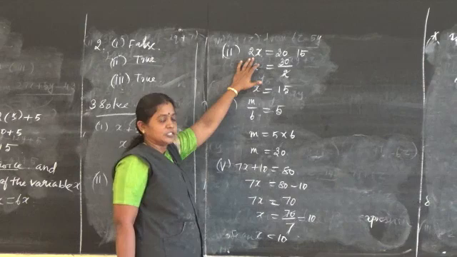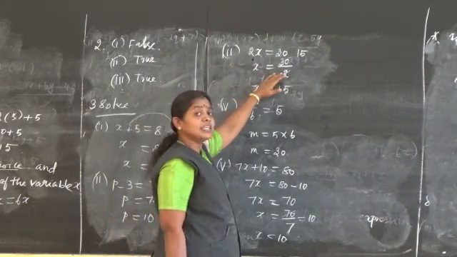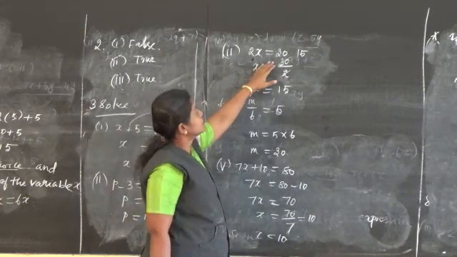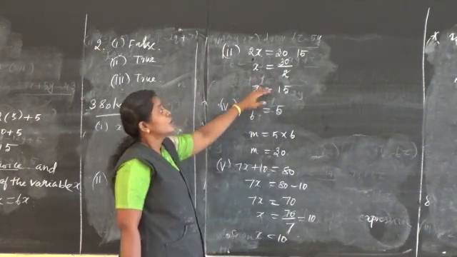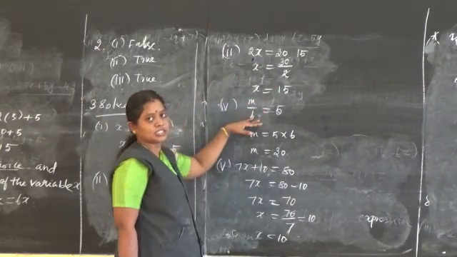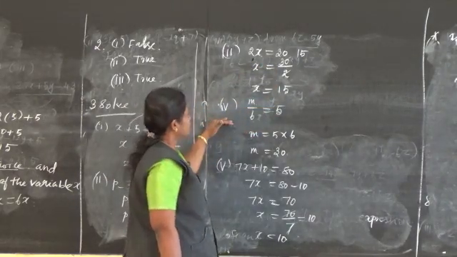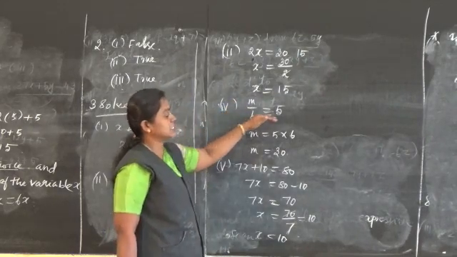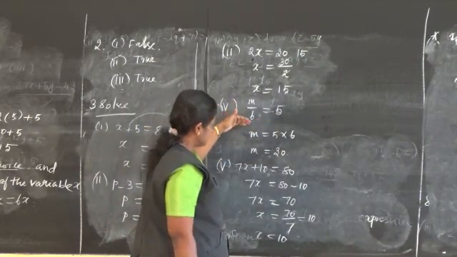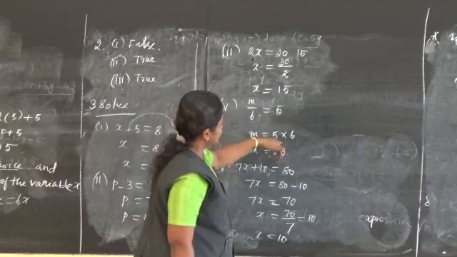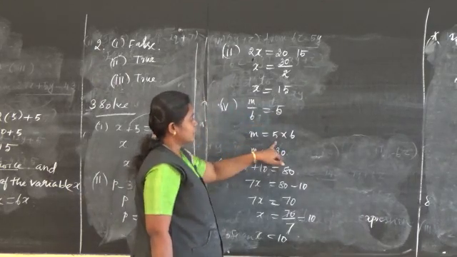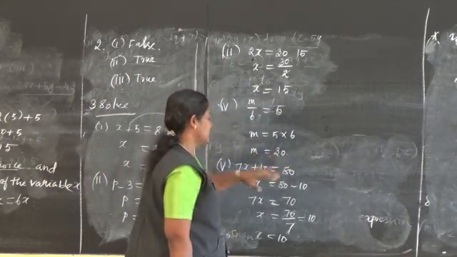Here multiplication goes on that side as division. So 2x equal to 30, x equal to 30 by 2, 15 2's are 30. So x equal to 15. Come to the fourth option, m by 6 equal to 5. Here division was there, so it goes on that side as multiplication. So m equal to 5 into 6, m equal to 30.